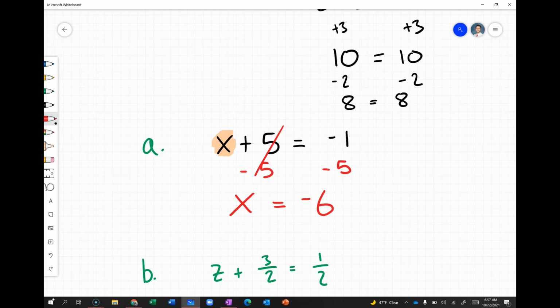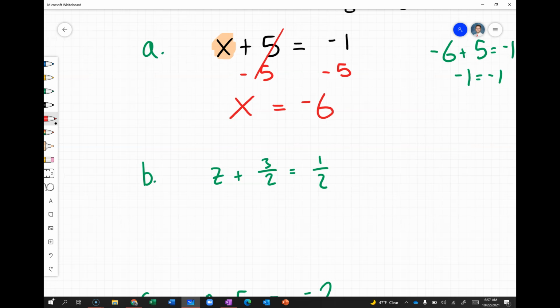And I can always and should always check my answer. So if x equals negative 6, let's make sure negative 6 plus 5 equals negative 1. And it does. So we know that we've done this correctly. So let's look at example B. z plus 3 halves equals 1 half. Why don't you go ahead and pause the video and see if you can do this one on your own before then resuming to see if you did it correctly.